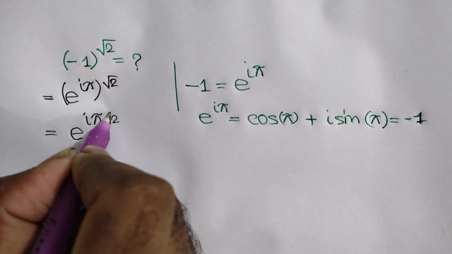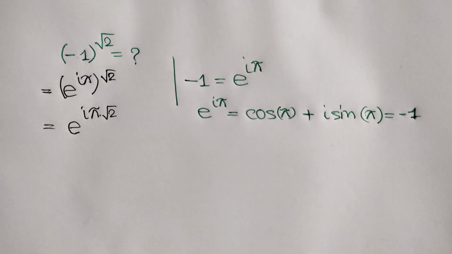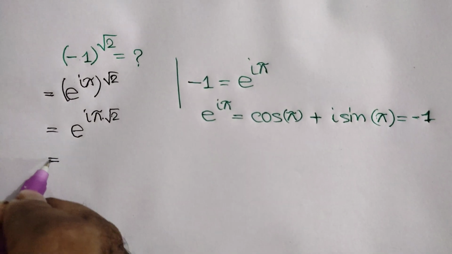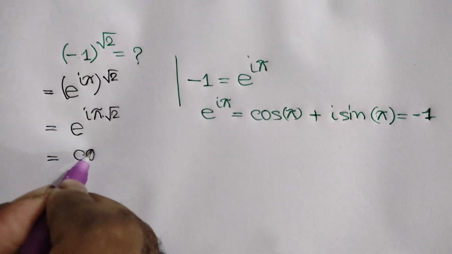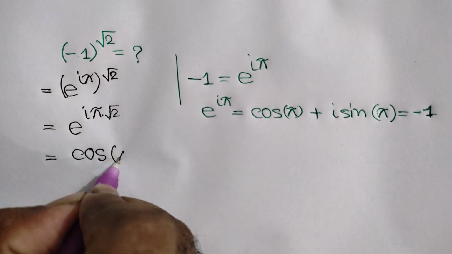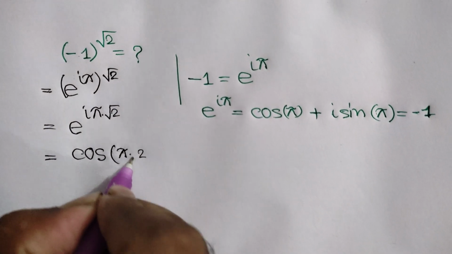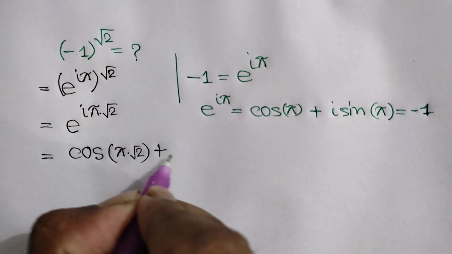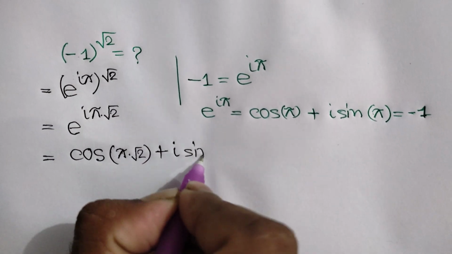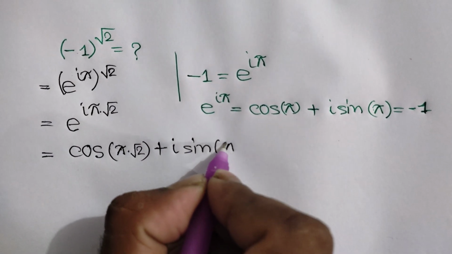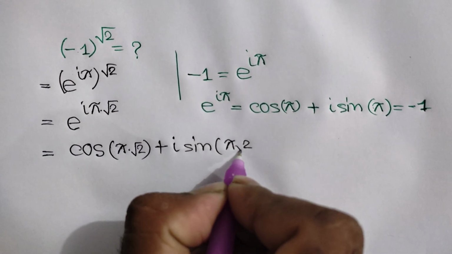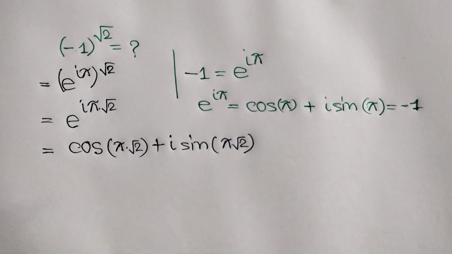times square root of 2. Now we can write here cos of pi times square root of 2 plus i sine of pi times square root of 2. Okay.